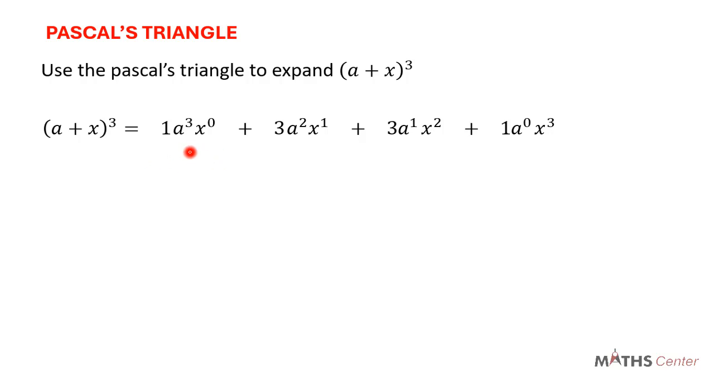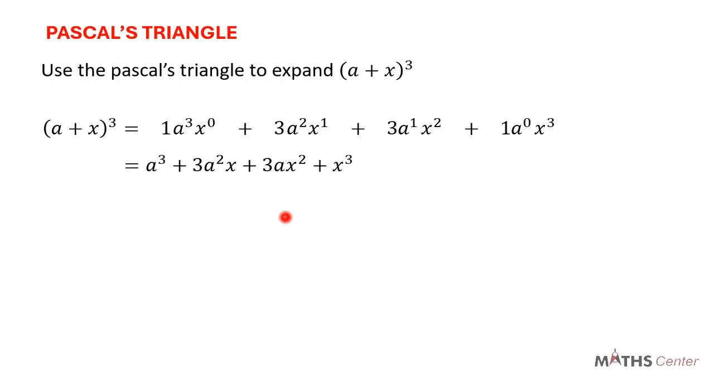Now let's simplify what we have here. This will give us a cubed plus 3a squared x plus 3ax squared plus x cubed. So you see, using the Pascal's triangle, we have been able to expand this binomial expression without multiplying a plus x by itself 3 times.